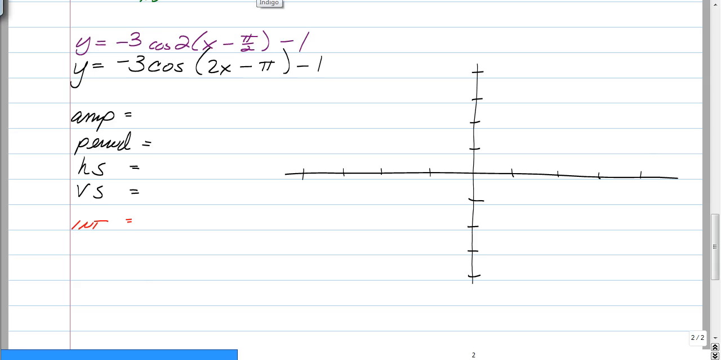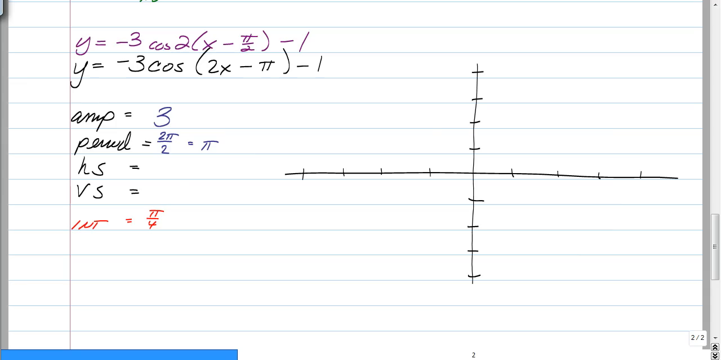The amplitude is 3. It's not -3. The negative just tells you that it's flipped upside down. So your amplitude is 3. Your period is 2 pi divided by your b value of 2. So your period is pi. Side note, divide that by 4, and your interval is pi over 4.